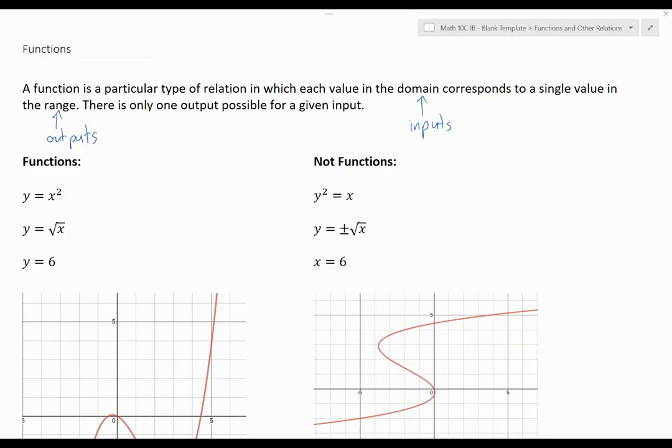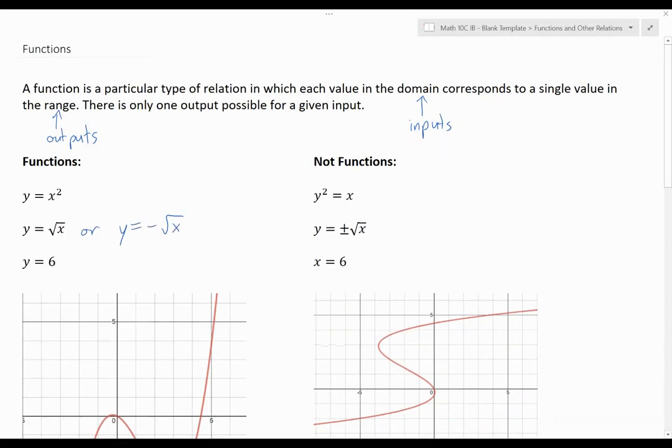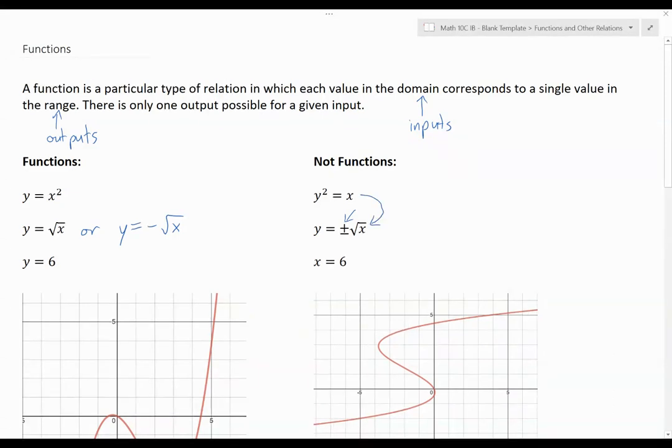So two possible outputs. If I have y equals the square root of x, or alternatively, y equals negative square root of x, each of these specifies a particular root, either the principal positive root or the negative root, in which case there's only one possible answer. If the input is 25, the square root of 25 is 5, one possible answer. It's not a function if both roots are allowed, plus or minus. This is how we would isolate y in the first instance.